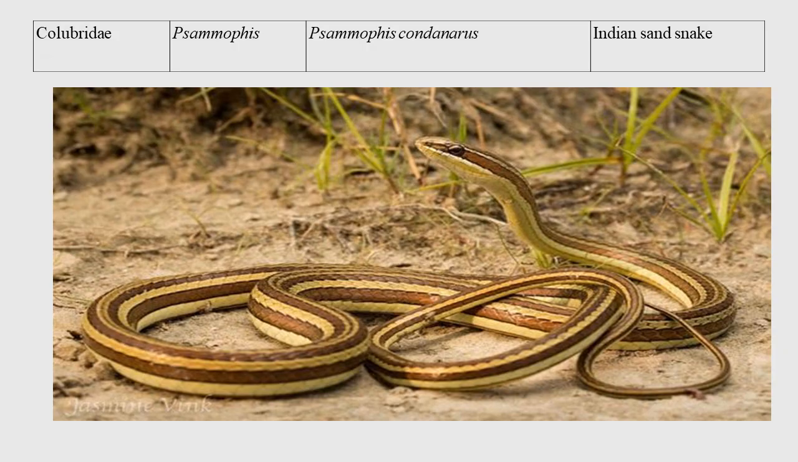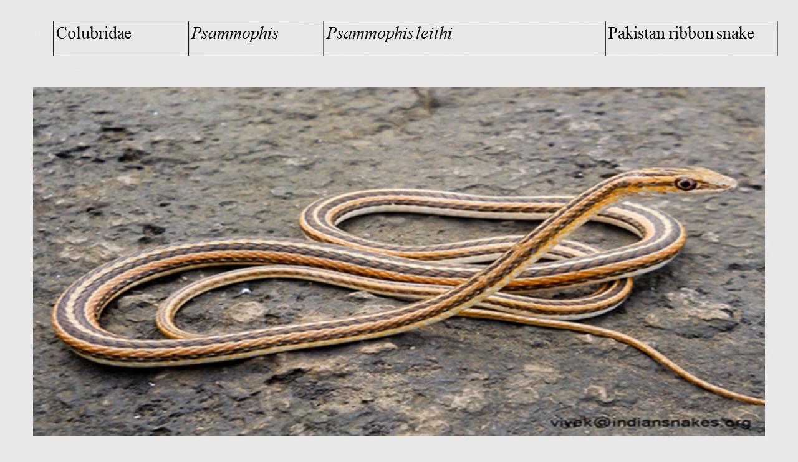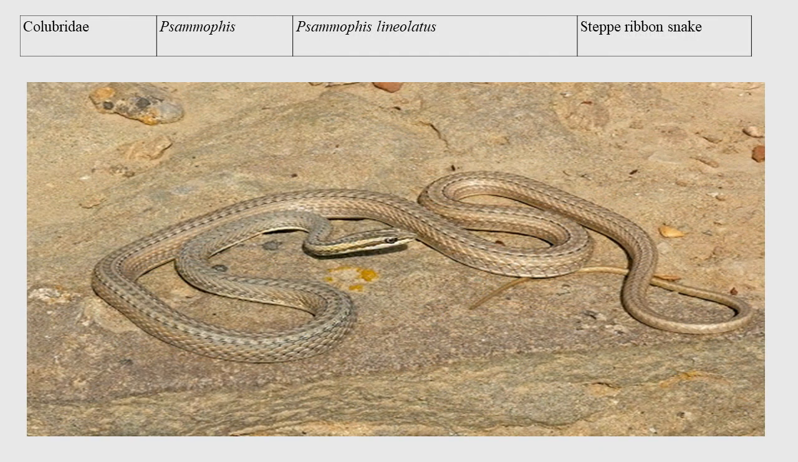Non-venomous snakes in Cholistan, two families and 11 species are found in Cholistan. First, Pakistan ribbon snake also belongs to family Colubridae, genus Psammophis leithii. Striped ribbon snakes also belong to Psammophis and Colubridae.